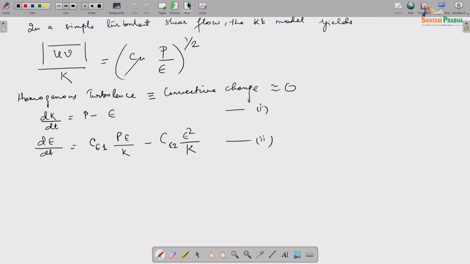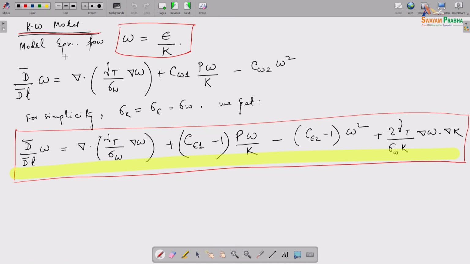Okay. Then we have the K omega model, which is also using two equations.